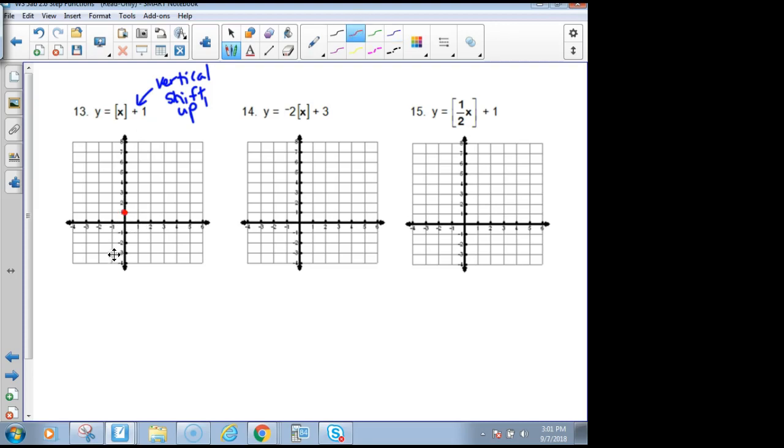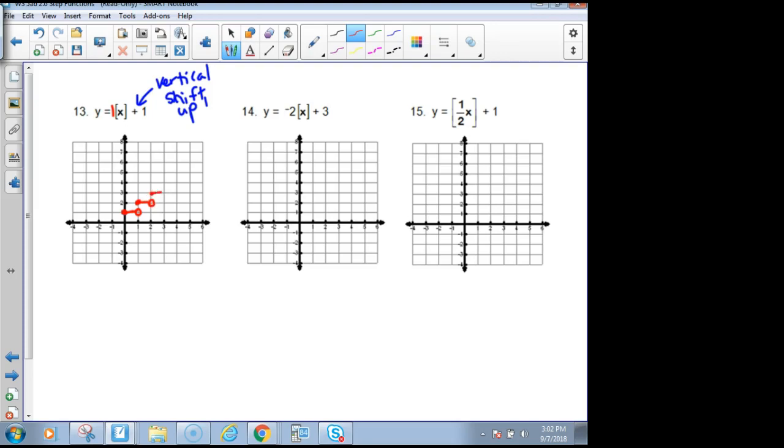I'm using red because I think it shows up on here the best for you to see. If I put in 1, I would get 2. So let's see. Let's begin our steps. Start at 0, 1, go over, make your open hole. There's a value of 1, so it should jump up 1 between its steps, and it does.